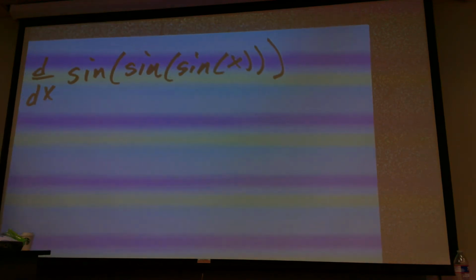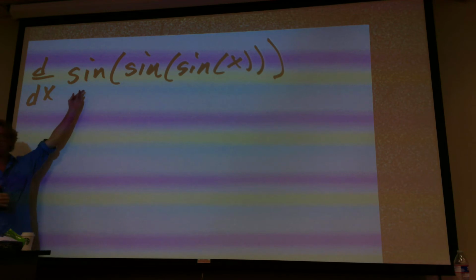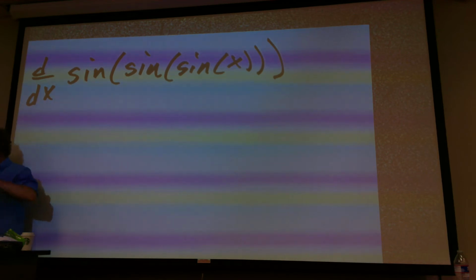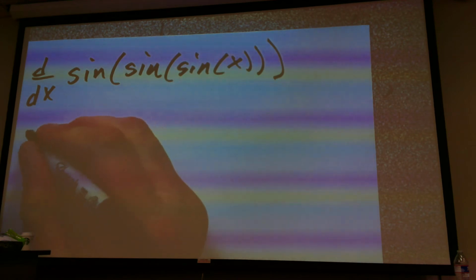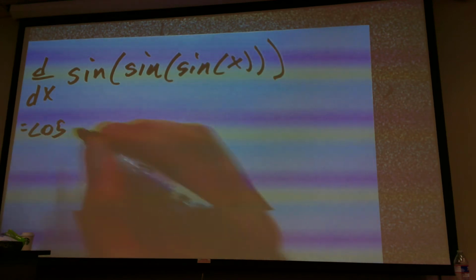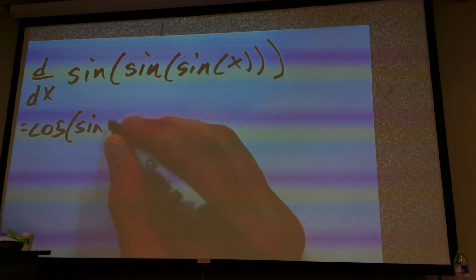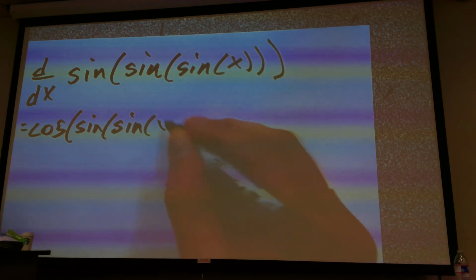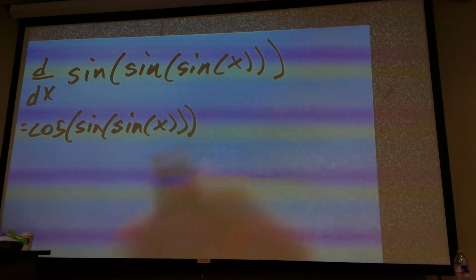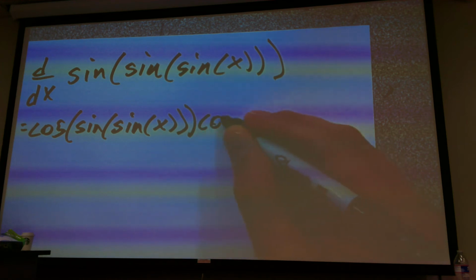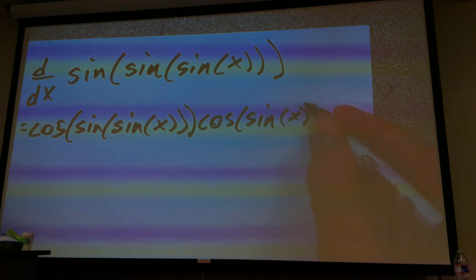Well, what we're going to do is we're going to take the derivative of this guy first. Okay? So if I take the derivative of that guy, that's going to be cosine of sine of x. All right? Now I'm going to take the derivative of this guy right here. So the derivative of sine is cosine of sine of x. Times the derivative of this guy, which is going to be cosine of x.